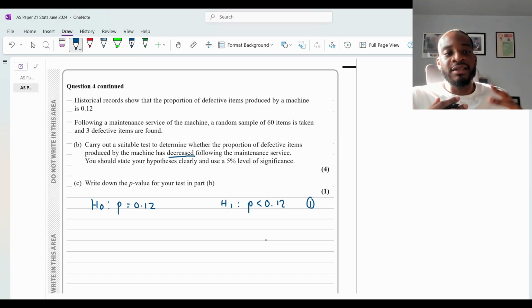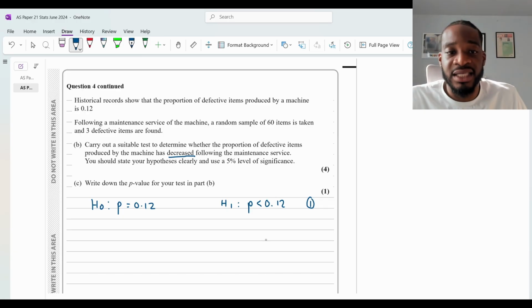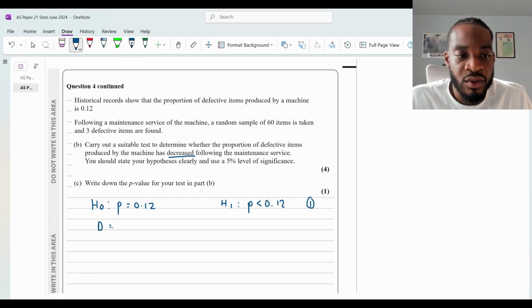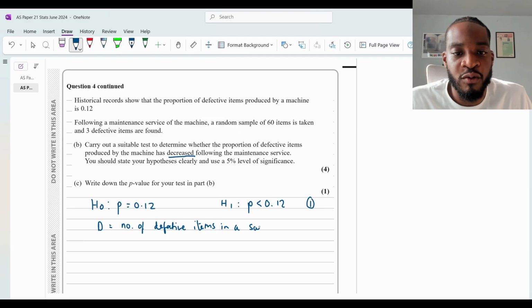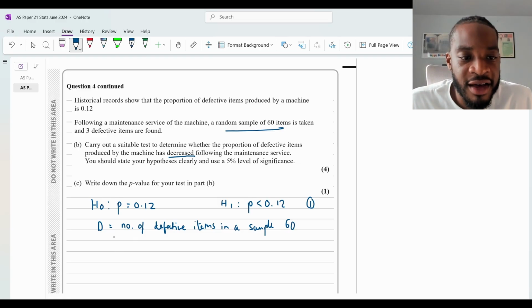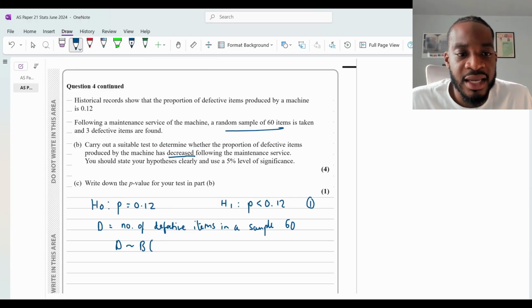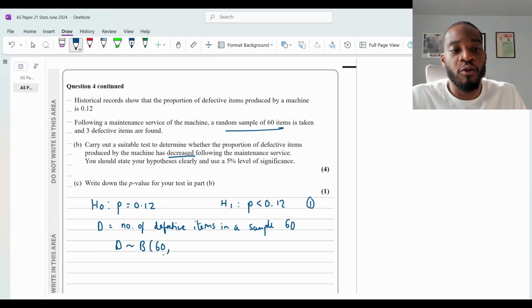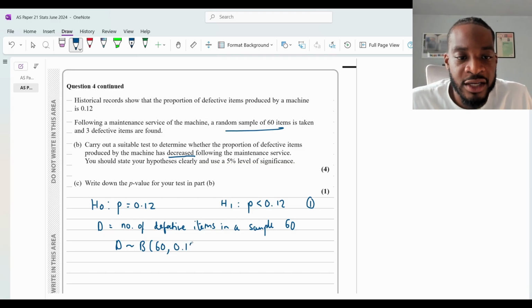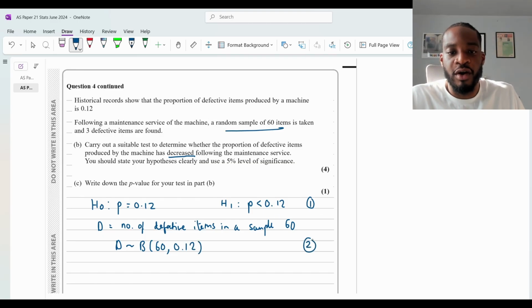Now we need to actually define our random variable. So we're going to say D is the number of defective items in a sample of, what is the sample size here? It says random sample of 60 items, so a sample of 60. That is D. Now we're going to define our binomial distribution. Binomial distribution, and the sample size is 60. And remember, we always assume the null hypothesis is true. So this is where we're at so far. So you probably get 2 marks so far here.